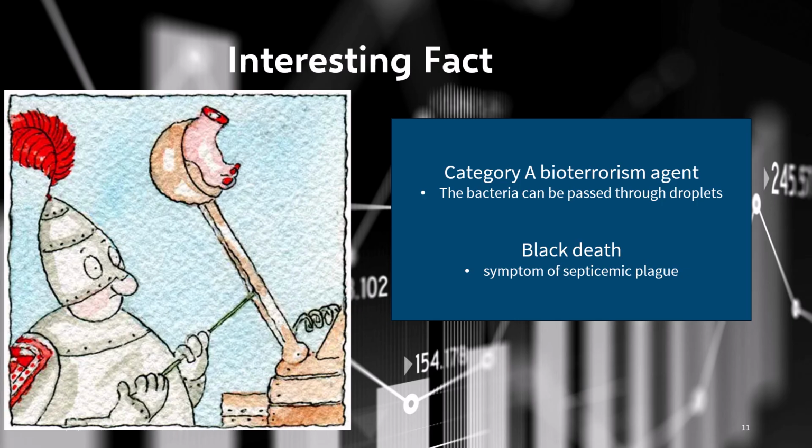An interesting fact about Y. pestis is that it's considered a Category A bioterrorism agent because the bacteria can be passed through droplets, and they're worried that terrorists will find a way to make it a biological weapon, which there are more on that list. So that's pretty interesting. And it's called the Black Death because of the symptoms of the septicemic plague, which, of course, was the gangrene that turned their skin black.